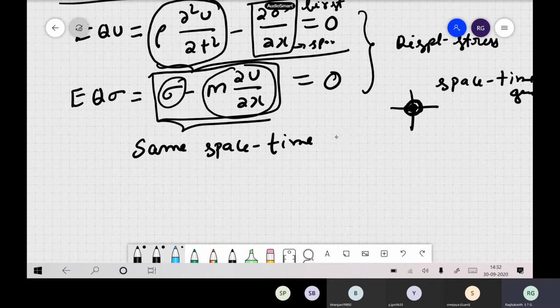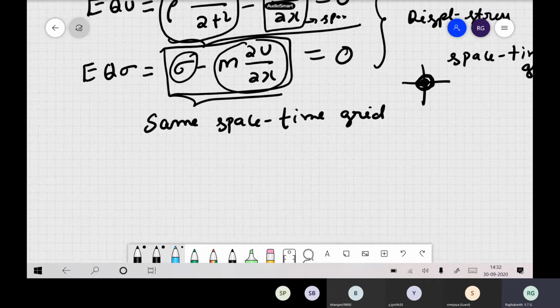So this is a problem. How do we represent this? You have a second order derivative with time, then first order derivative with respect to stress. One is a displacement, another one is sigma. Both of them have to be approximated at the same space-time grid. Another equation is, you have a stress here, then derivative of displacement with respect to space. Both of them have to be approximated at the same grid itself.